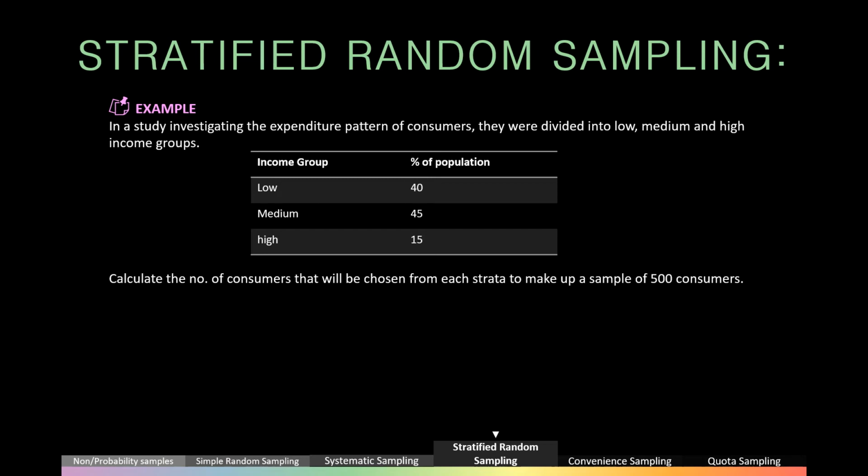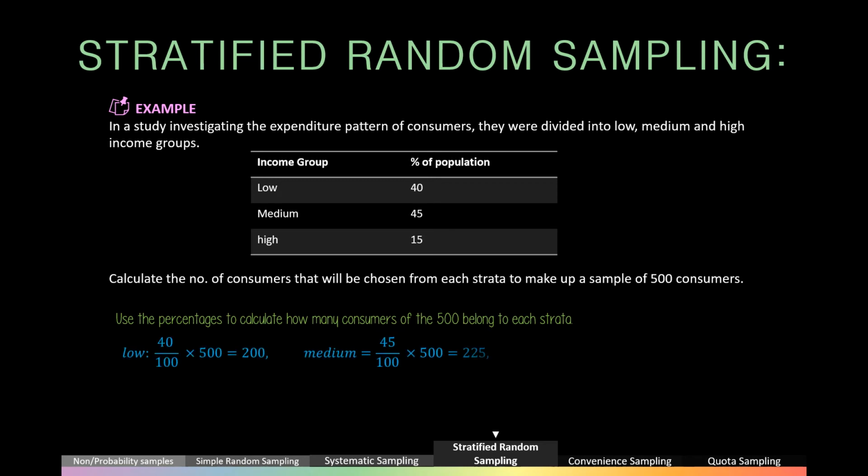Our first step is we're going to use that percentage and our sample that's given as 500 to calculate how much each strata will contribute in our sample. As we can see, the low income group contributes 200, and we got this by taking 40% of 500. The medium, 225.